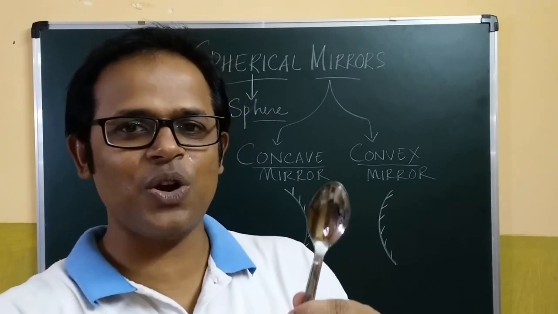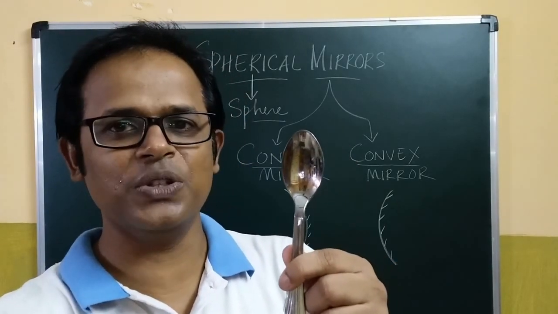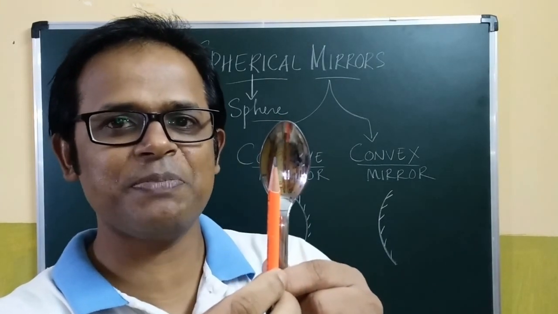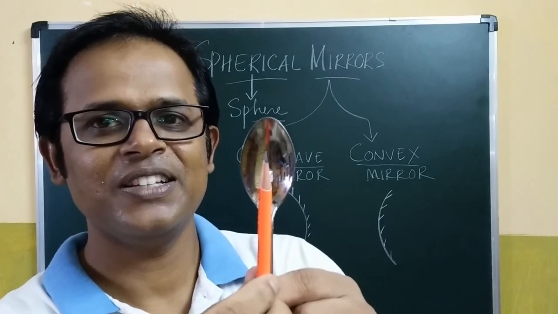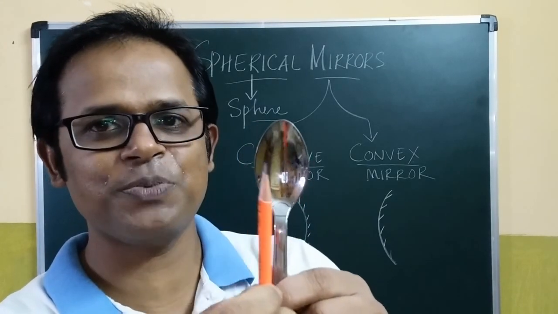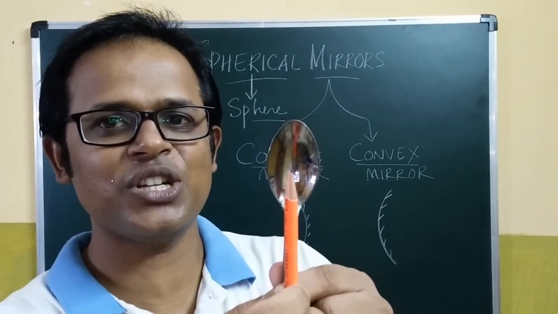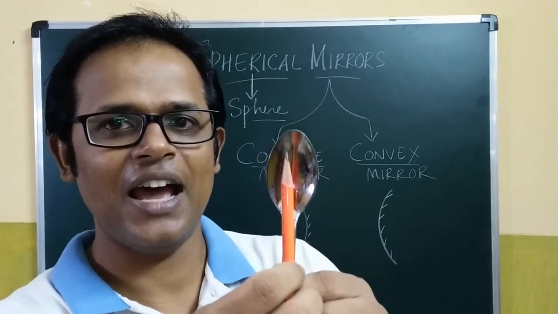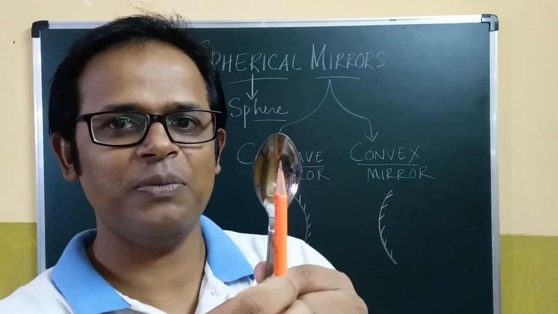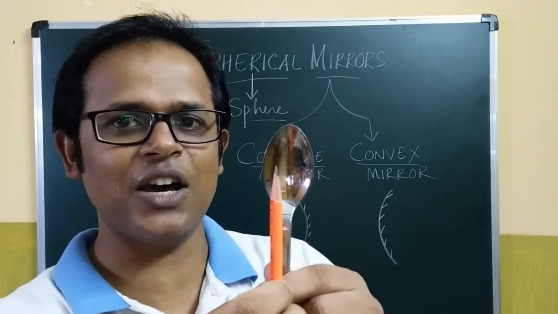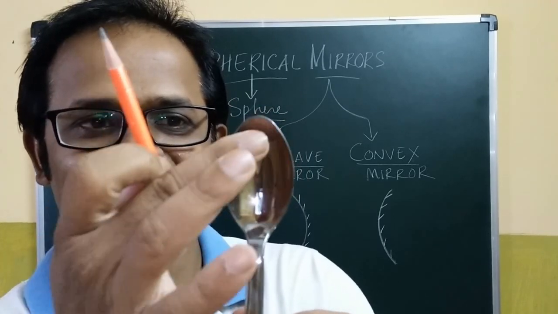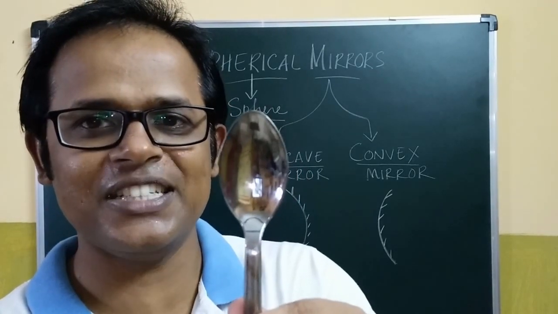Now I'd like to quickly show this same spoon. Let us imagine this pencil to be the object. If I place this pencil closer to the concave surface of the spoon, just see the image you get in the spoon. The concave surface, I hope I'm clear, will be inverted, upside down. Whatever you get to see in the concave surface right now, everything is upside down.